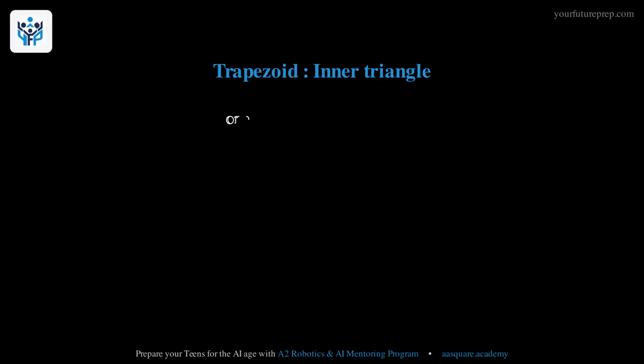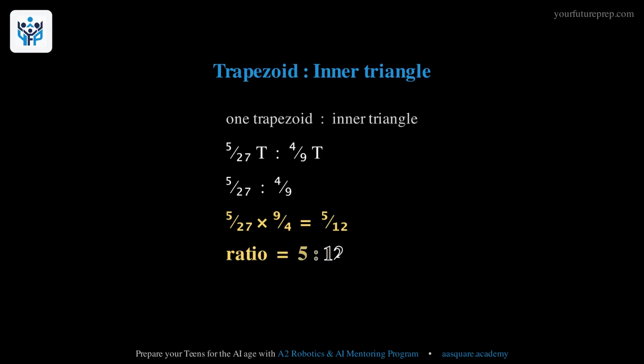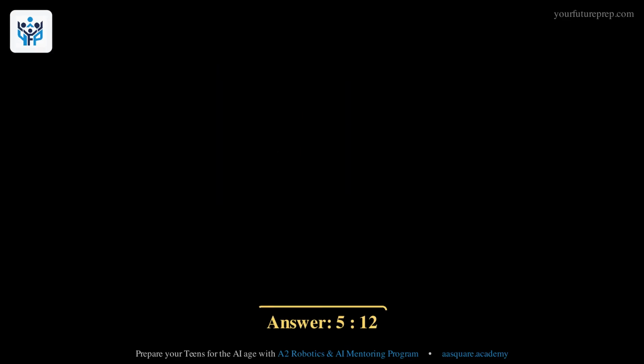Now take the ratio of one trapezoid to the inner triangle. 5/27 t to 4/9 t. The t's cancel. Dividing 5/27 times 9/4 gives 5/12. So the ratio is 5 to 12. The answer is 5 to 12, choice C.